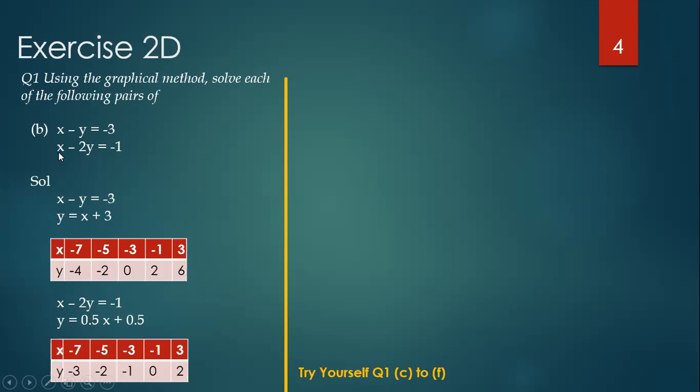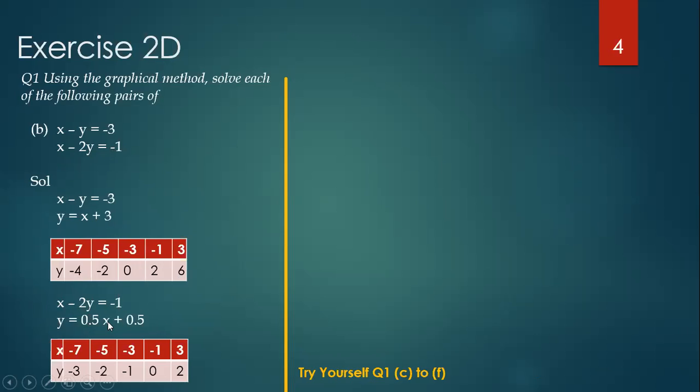Now, this next equation, x minus 2y equals -1. Bring -1 here, you'll get +1. And take -2y to the other side, you'll get +2y. Since you have 2y on the other side, you have to divide the equation by 2. So you'll get the final result like this: y equals 0.5x plus 0.5.